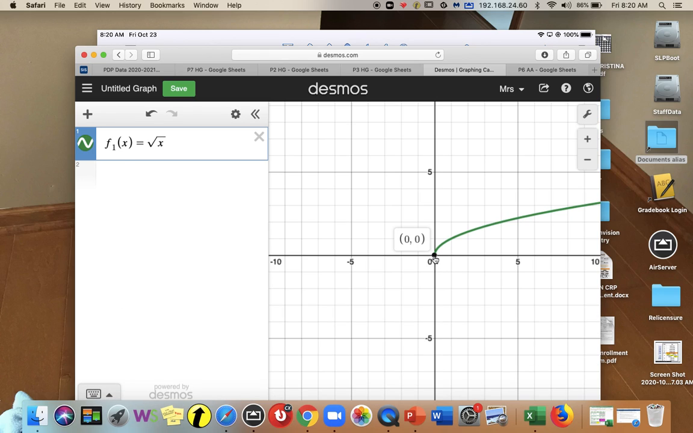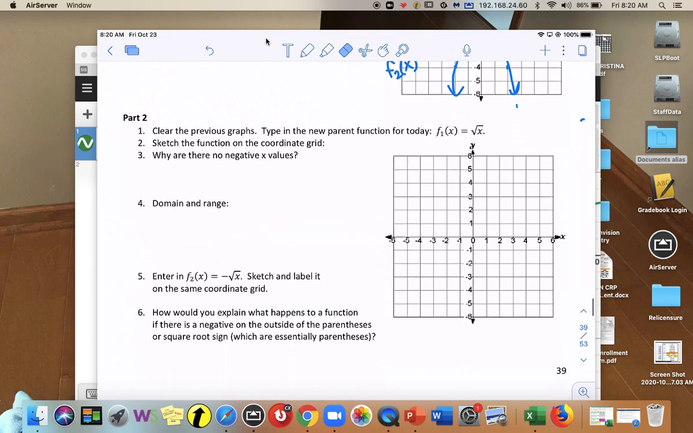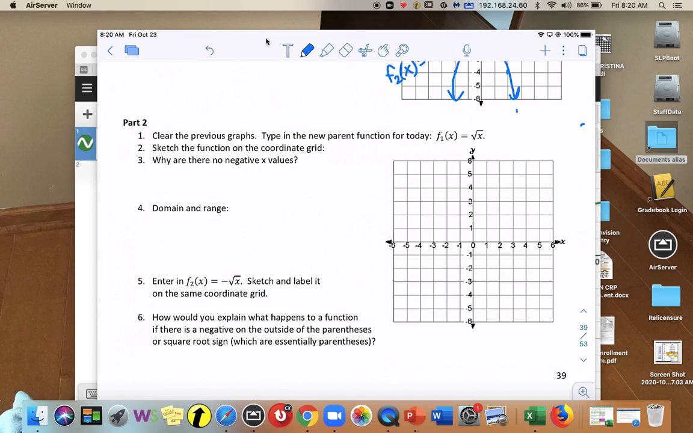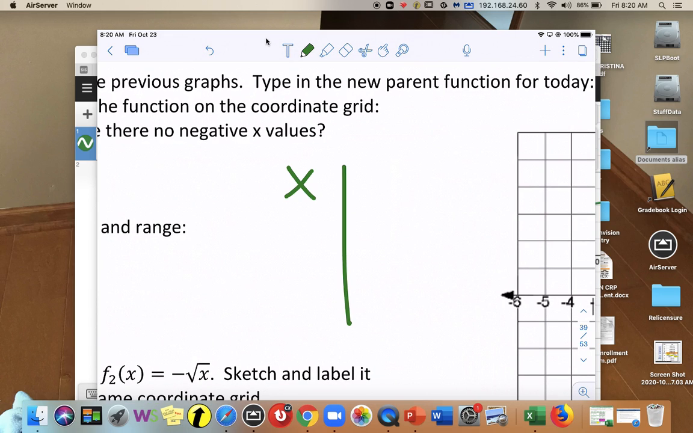And if you notice, it starts at 0, 0, and it slowly increases. All right, so let's sketch that right here. And I'm actually going to make a table so you can see what the values are. So I'm just going to make a table, x, y.